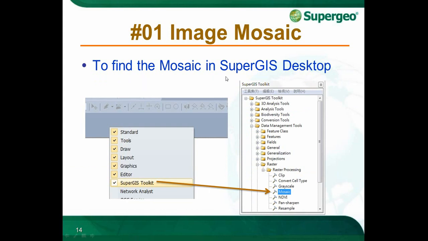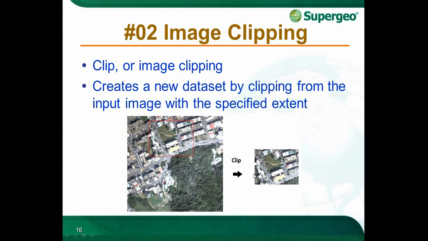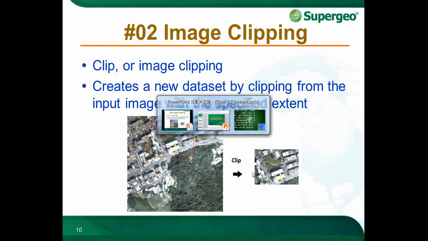To find the mosaic in SuperGIS, it is important to open up the SuperGIS Toolkit, and you can find the mosaic function within the data management tool, under raster processing. Within this function, you have to input the images to mosaic, which could be several of them, and some options can be switched for different usage. The output cell size is also customizable if you want to change it. Now I'm going to move on to our desktop and show you how it works.